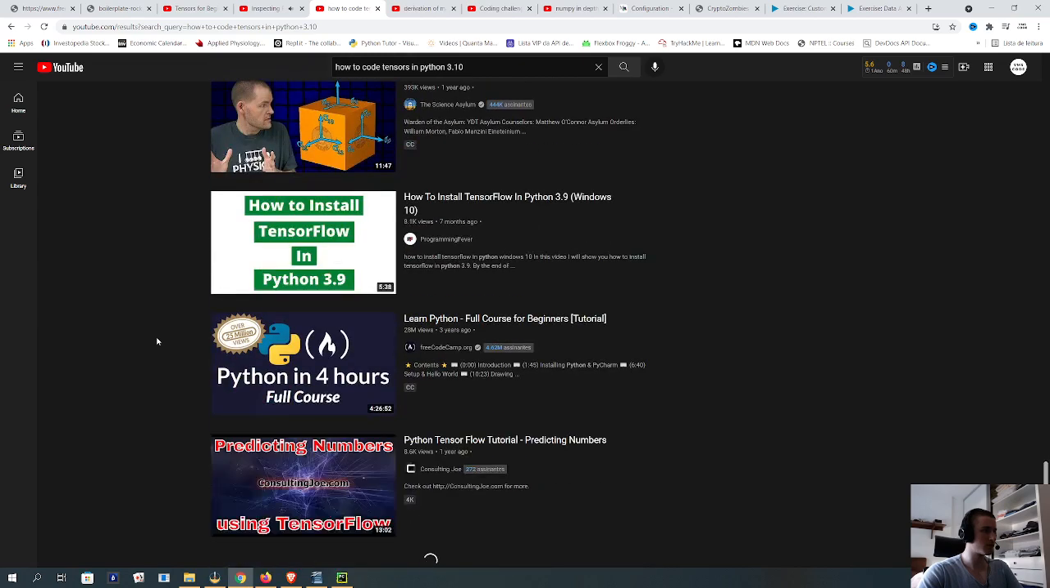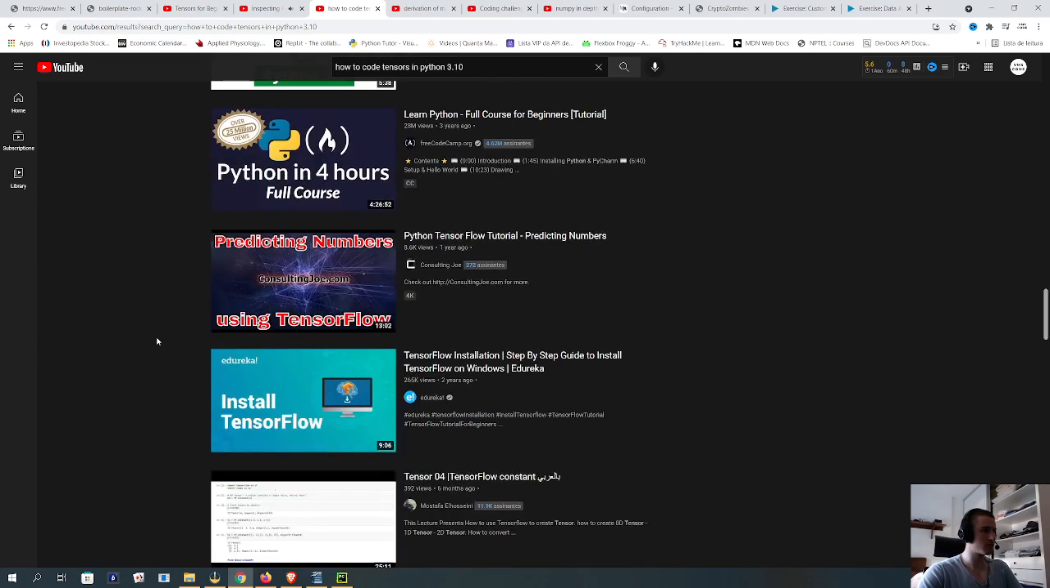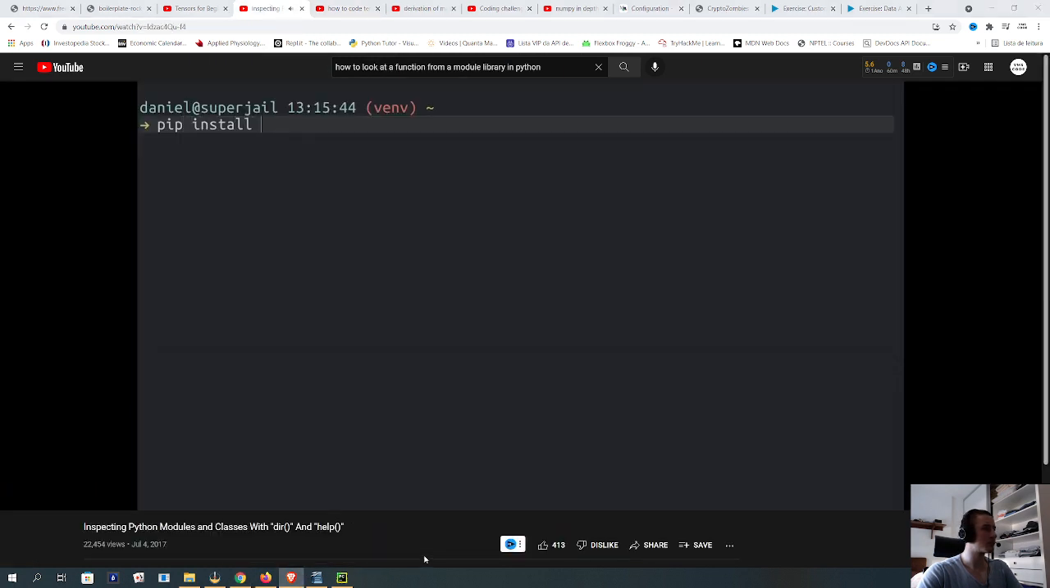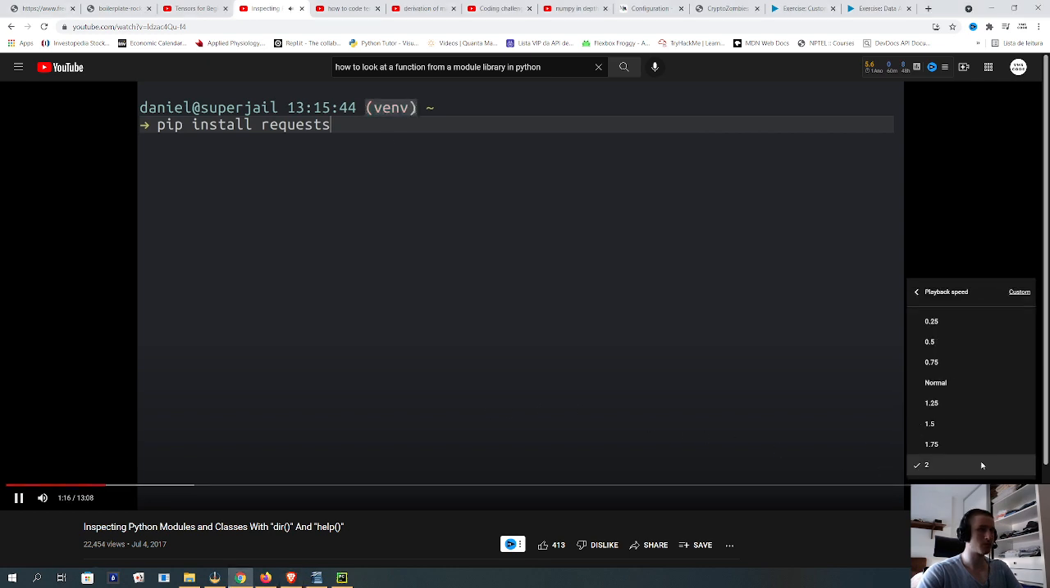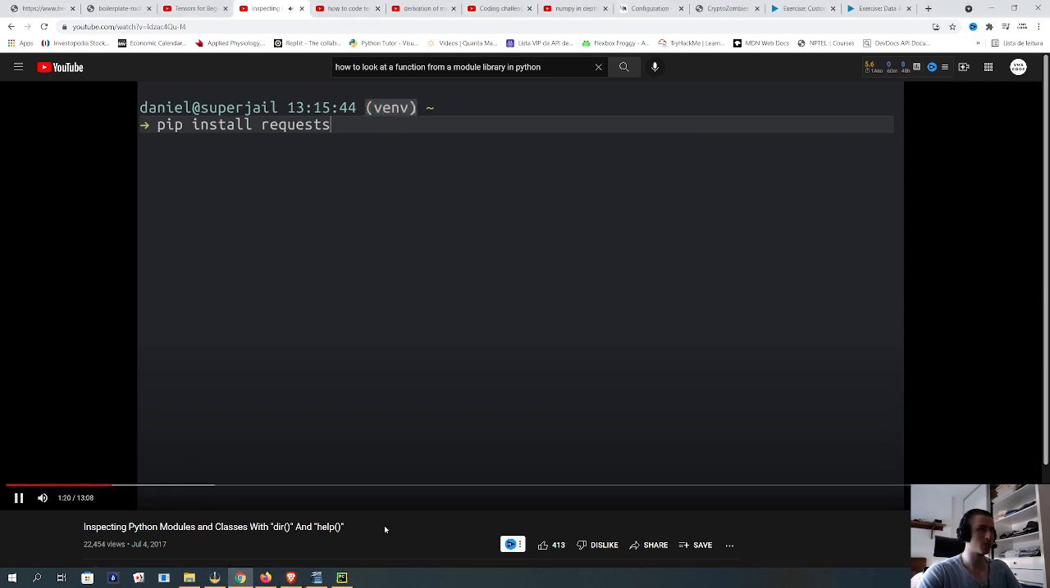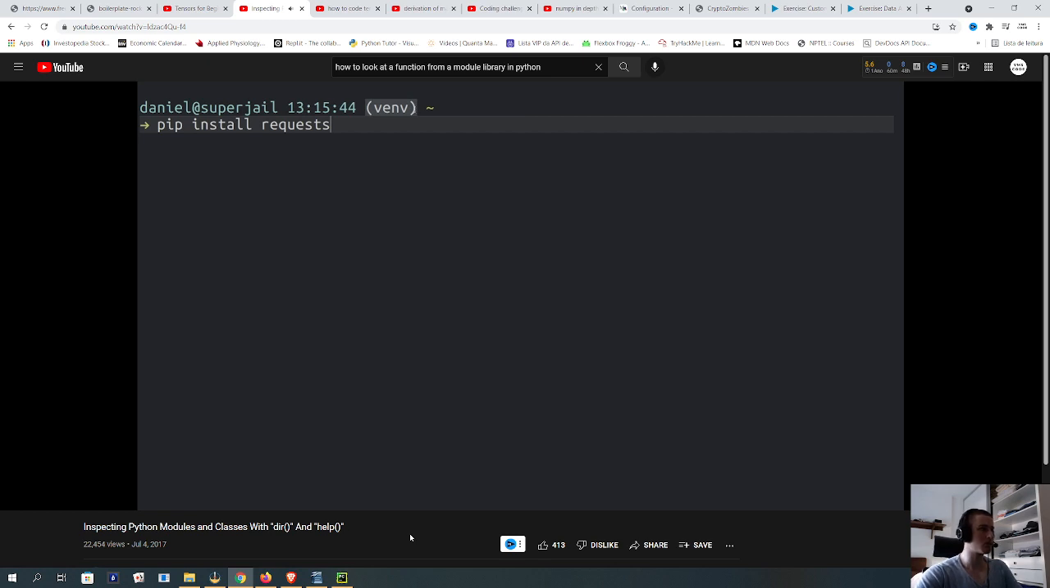We're going to find out how you can inspect a Python module. The first thing that I'm going to do is install a popular Python library called requests. You can see here in this terminal session, I have an activated virtual environment. A virtual environment is kind of a sandbox to keep third-party Python modules that you install completely separated from your system Python install.